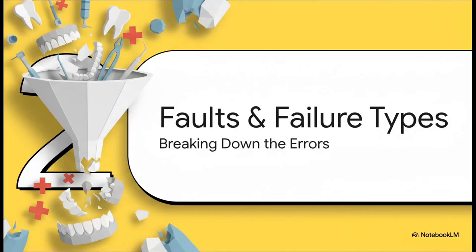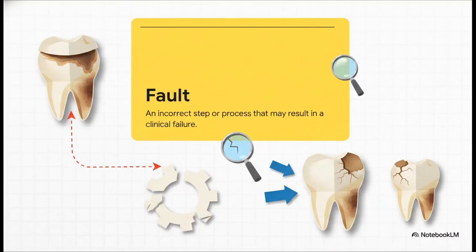Moving on to Section 2, Faults and Failure Types, breaking down the errors. Okay, you absolutely must understand the technical distinction between a fault and a failure. A fault is strictly defined as an incorrect step or process. A failure, on the other hand, is the result of that fault. So think of it this way. The fault is the action, the mistake itself, while the failure is the actual clinical consequence that you're looking at in the patient's mouth.